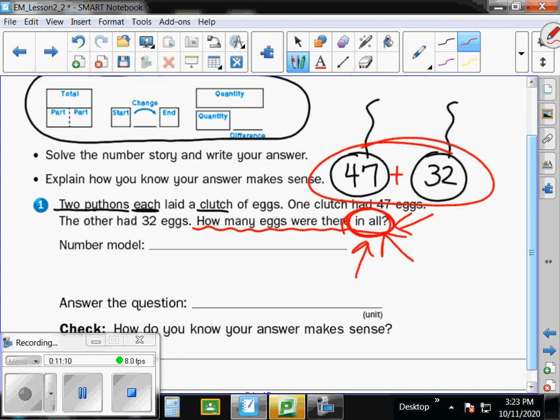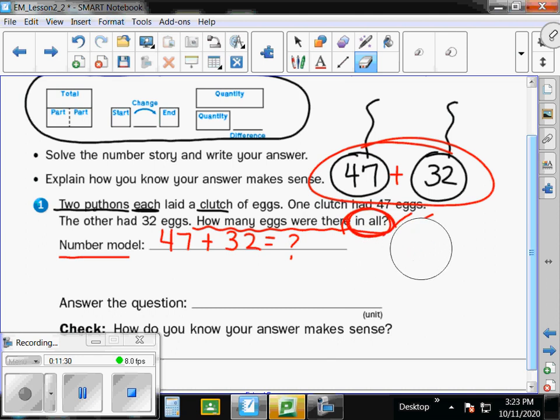All right, so that's what my number model is going to be, guys. My number model is going to be 47 plus 32 equals question mark, because I don't know yet. Okay, my number model is just showing how I'm going to solve that problem, or what I need to do with all the information in that problem. All right, so now I got to answer the question.